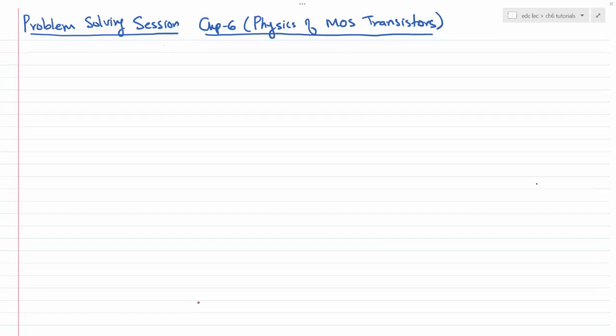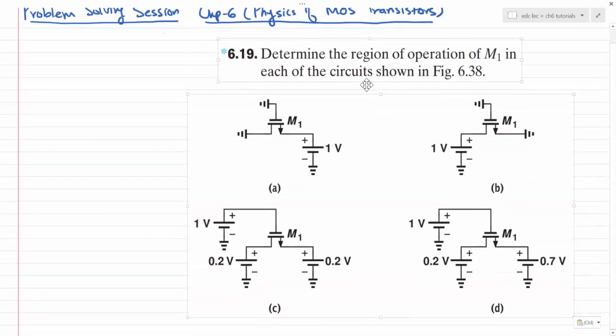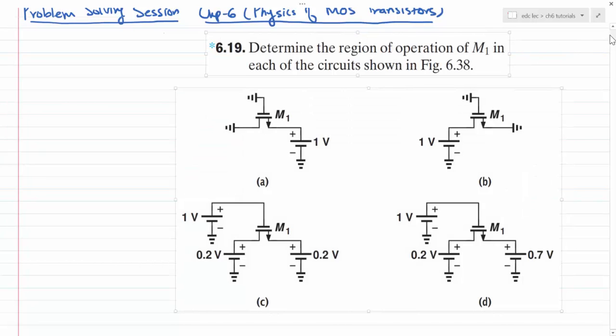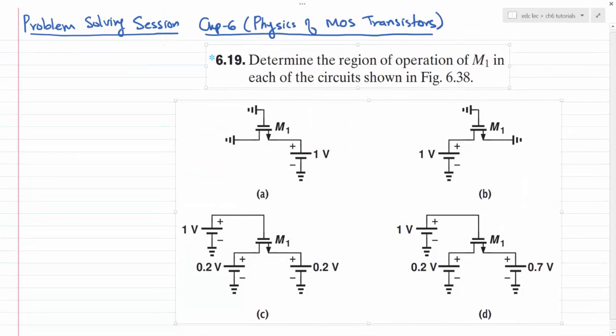So the first question that I have is question number 19, which is this. In this question I've got 4 parts and I have to determine the mode of operation of all these 4 transistors. Just to give you a value, VTH for all these transistors is 0.4 volts. Now let's just take the first one.